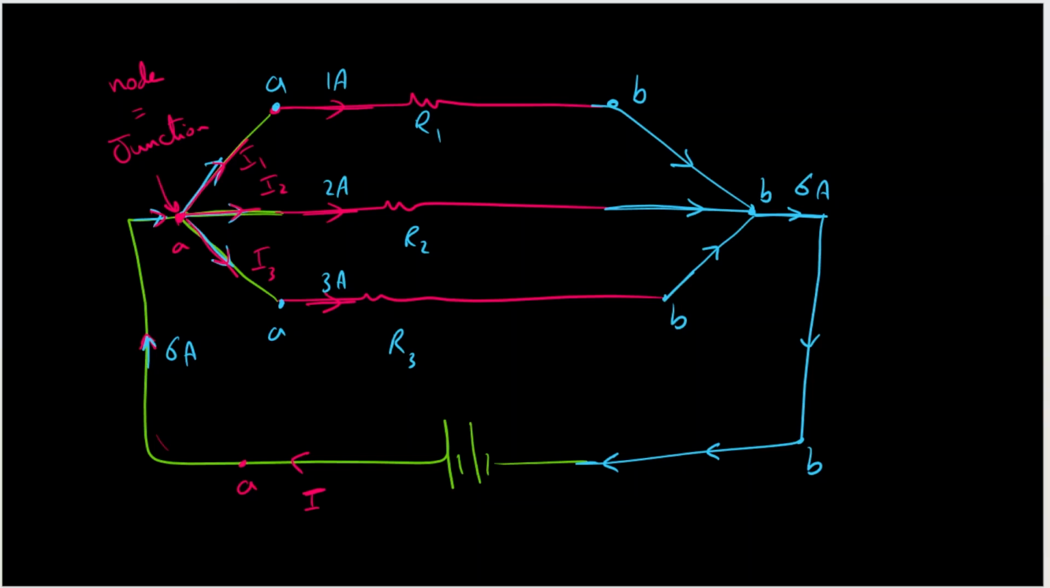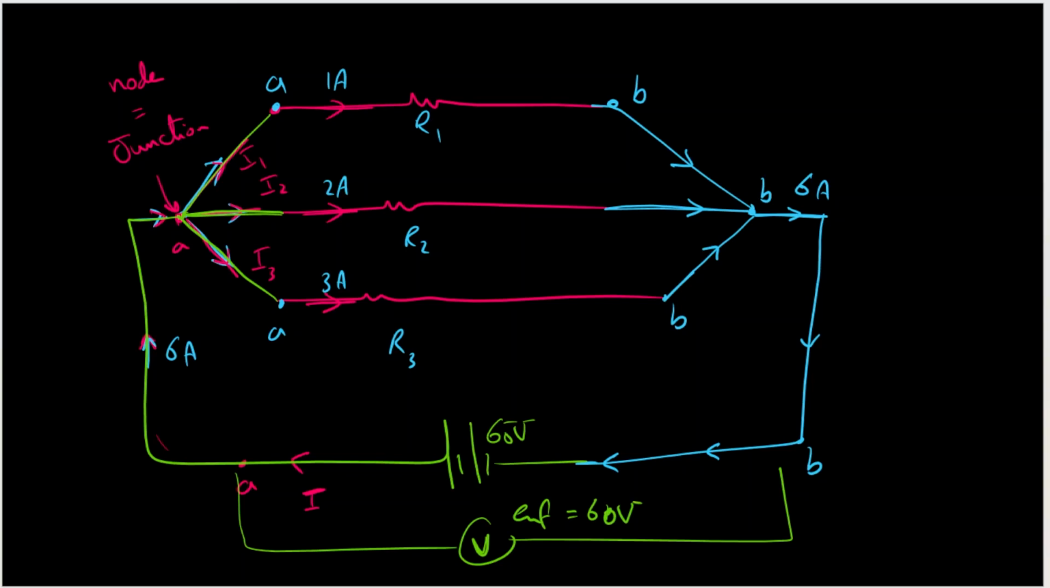Can you see? If we add a voltmeter here between A and B, it will read the electromotive force of the battery, for example, 60 volts. So the potential difference between the two terminals of any of the following resistors will also be 60 volts because they are connected in parallel. So this is 60 volt, 60 volt, and 60 volt.